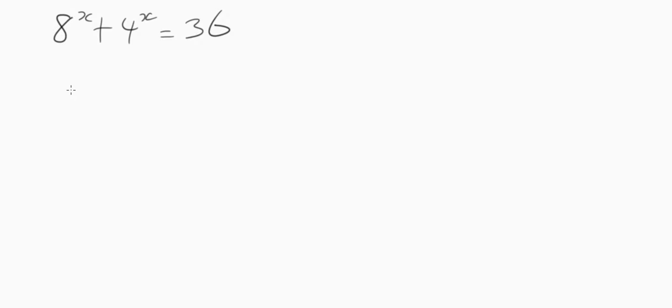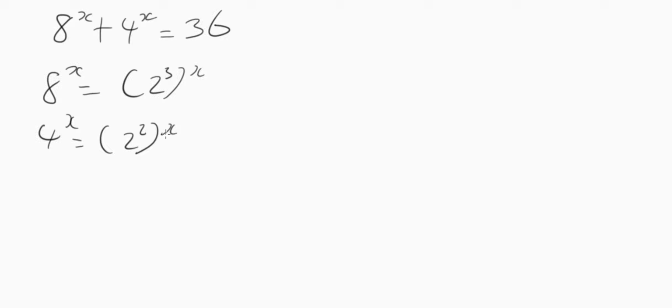Since 8 and 4 are both powers of 2, we can rewrite the equation in terms of base 2. So 8 to the power x is the same thing as (2 to the power 3)^x, which is 2 to the power 3x, and 4 to the power x is the same thing as (2 to the power 2)^x, which is 2 to the power 2x. Follow me guys, I'm making progress.